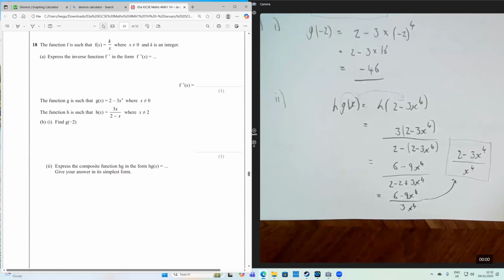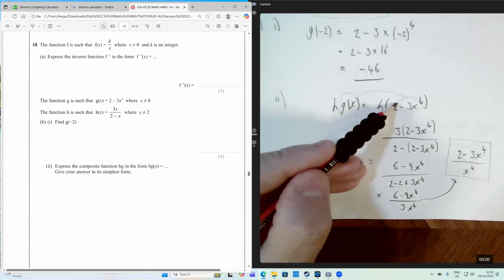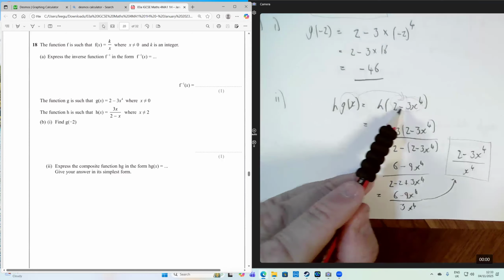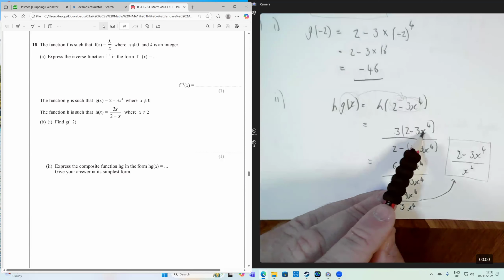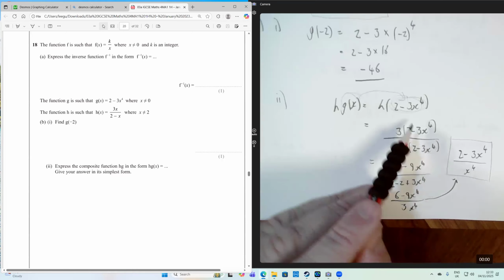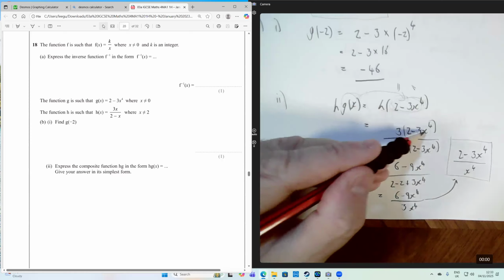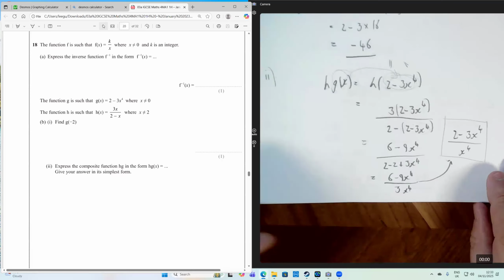We have h of open bracket 2 minus 3x to the 4th, which is g of x. Now, this is your new x. So what you do now is you write down the h of x function, but everywhere there was an x in h of x, you replace it with that. So we've got 3 times by 2 minus 3x to the fourth over 2 minus 2 minus 3x to the fourth, okay? So that is your new x. And you write down h of x, but everywhere that there was an x, you replace it with that. Okay, so now we just got to simplify this function now.